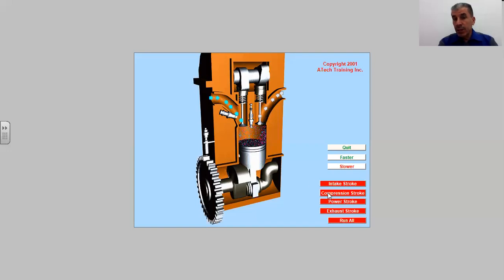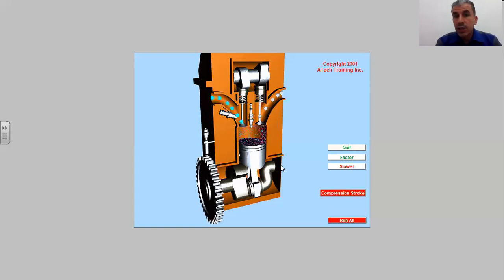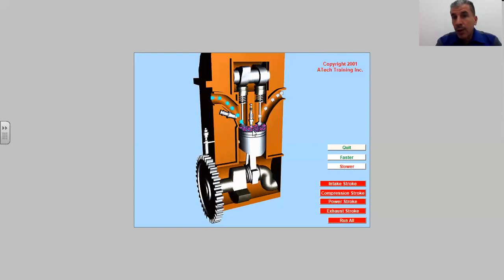Let's check the compression stroke. After that, as the engine runs, that will make the piston move up. When it moves up, it's compressed now. The valves are closed. The fuel is compressed. As the fuel is compressed, that means it will be gas, to make it easy to burn, to make combustion and power.